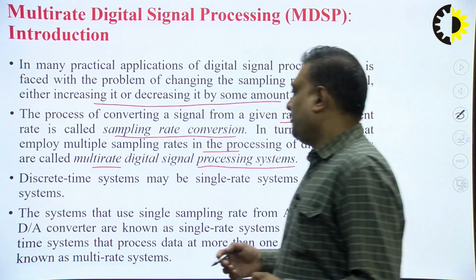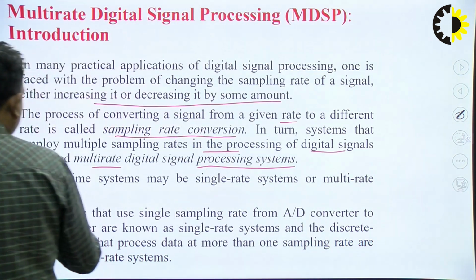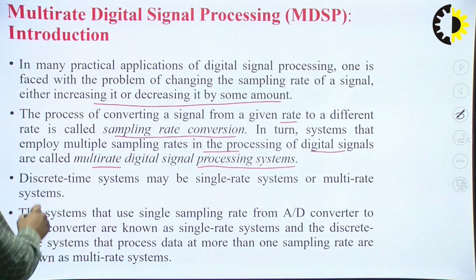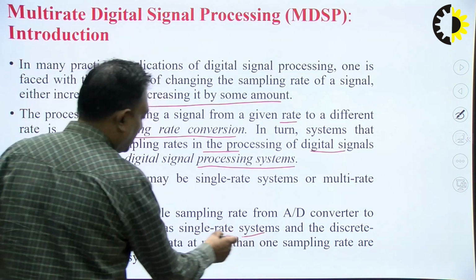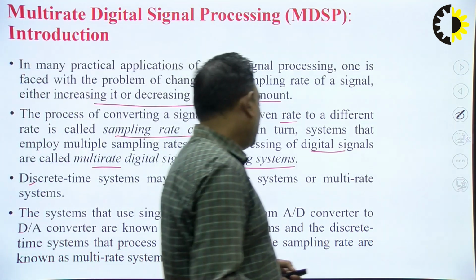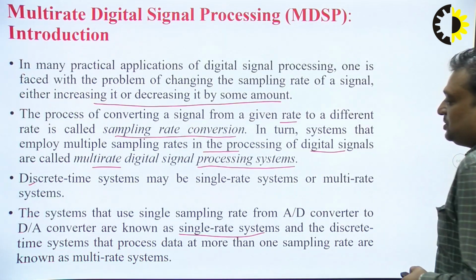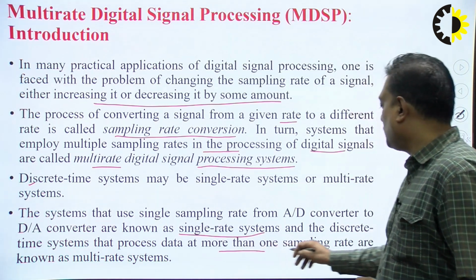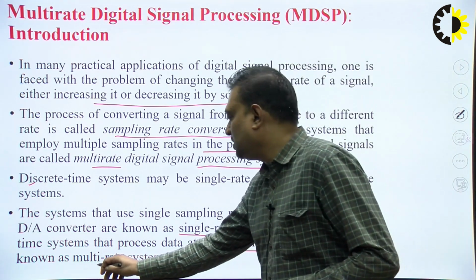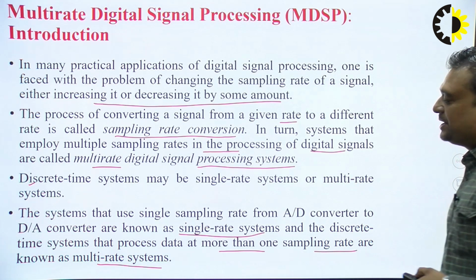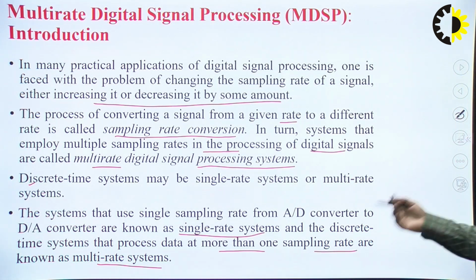Discrete time systems may be single rate systems or multi-rate systems. The systems that use a single sampling rate from the A to D converter to the D to A converter are known as single rate systems, meaning there is no change in the sampling rate. And the discrete time systems that process data at more than one sampling rate are known as multi-rate systems, in which we change the rate of the system from one rate to another.